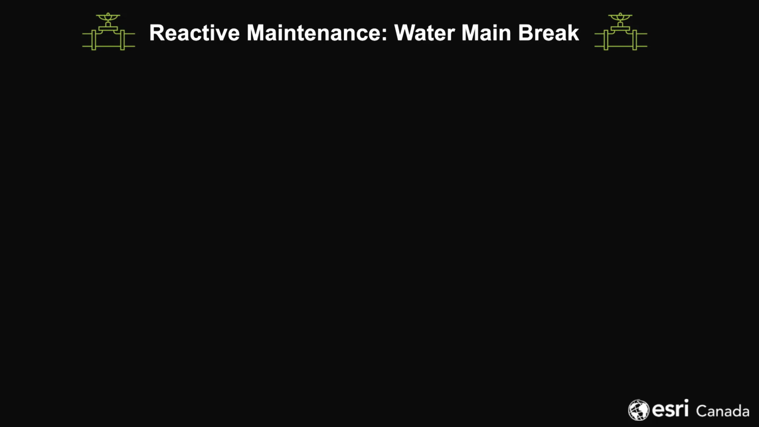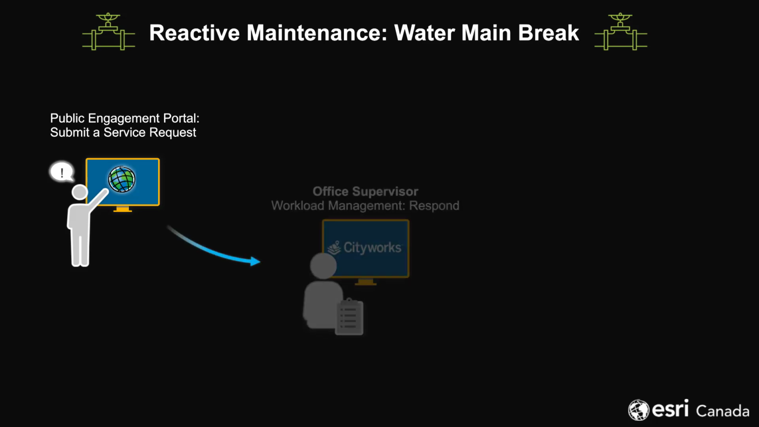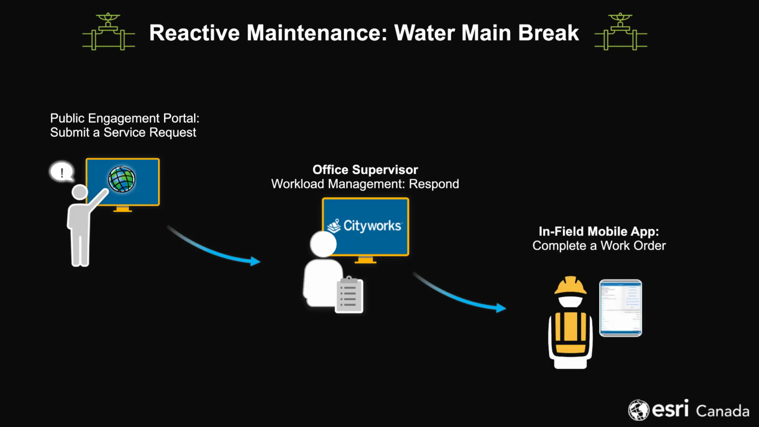Today we're going to be going over a scenario for reactive maintenance on a water main break. We're going to be picking up a service request that was already submitted in the system. From there, we're going to review it as an office supervisor and assign it to the corresponding staff to complete the work using the mobile app. In this scenario, we'll be demonstrating some functionality with using utility network. Once completed by the field worker, we will review it as the office supervisor and close off the request, thus completing the service request.